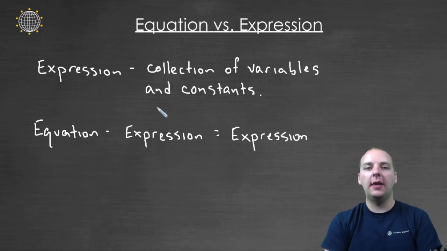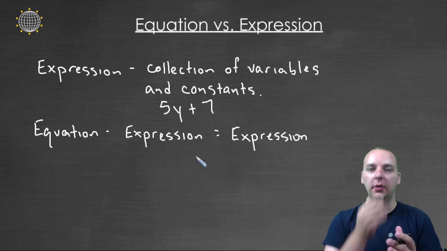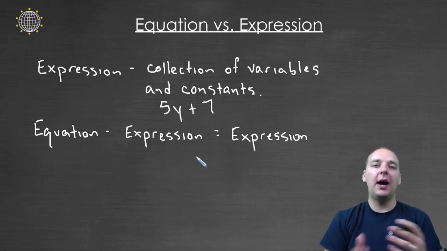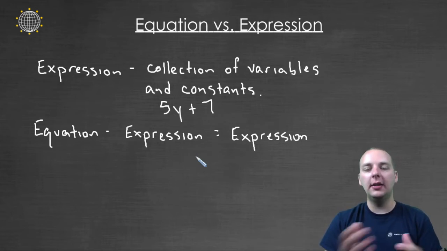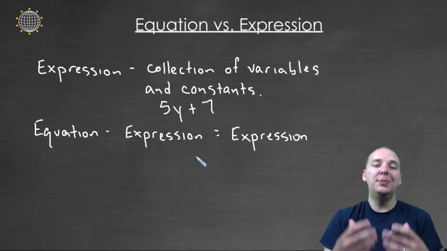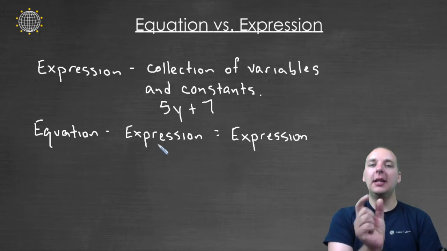For example, you might have something like 5y plus 7. All right, and so think about 5y plus 7. First thing I want to mention is that there's nothing right or wrong about 5y plus 7. It's just an expression. You can combine terms in different ways or write it in different ways or simplify it or things like that. But 5y plus 7 is just 5y plus 7. There's no specific number that y needs to be.